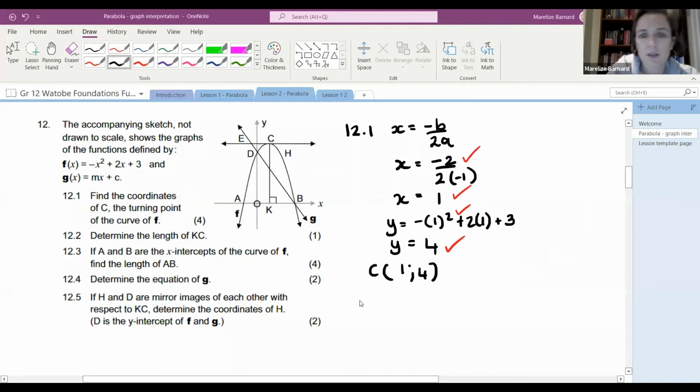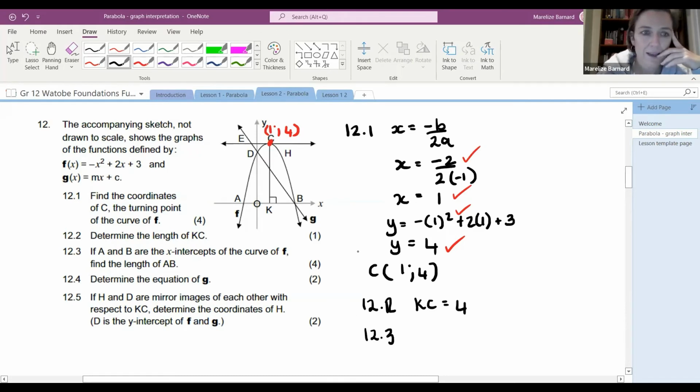Okay, well, now that we have the turning point, and I really like putting on my sketch the things that I calculate, just so that it actually populates and it's in front of me, I can see it. So maybe try that as well if you are struggling with graphs, like put the information on the sketch so that your brain can put it all together and it's not in separate places. Okay, so determine the length of KC. KC is just the vertical length, right? So KC is going to be 4. Well done, everybody.